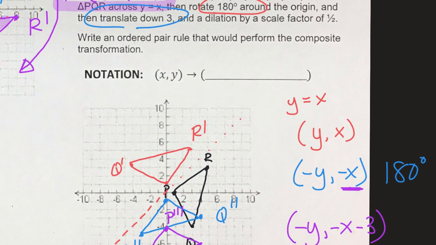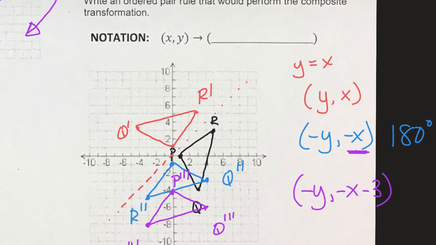Okay, and then a dilation by a scale factor of 1/2. So we're going to take half of this, and we're going to take half of this. Since there's a minus here, I'm going to use parentheses to say I'm taking half of all of it, not just half of x, but half of the whole entire thing. So all of our points are going to be half as far away as they used to be.